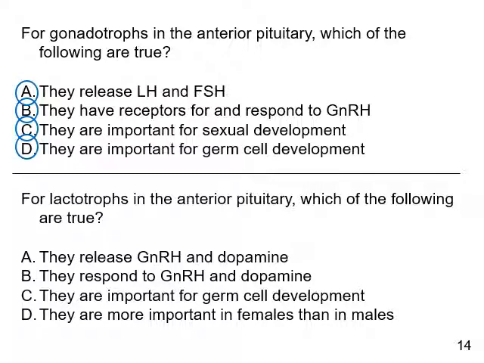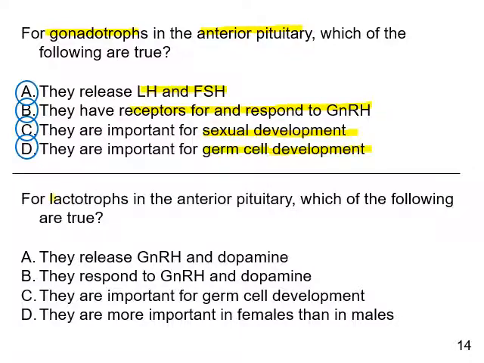So for gonadotrophs of the anterior pituitary, which of the following are true? They are all true. The gonadotrophs release LH and FSH. They respond to GnRH. These hormones are important for sexual development, ovaries and testes, and they're important for germ cell development. They're important for the development of ova in the female and sperm in the male.